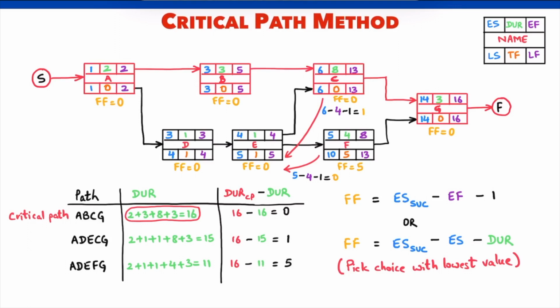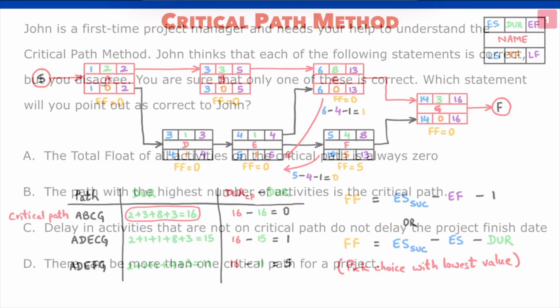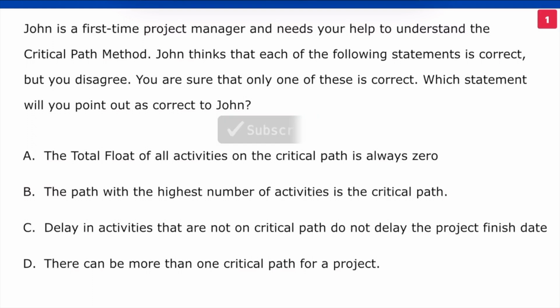Next, we will look at some problems. John is a first-time project manager and needs your help to understand the critical path method. John thinks that each of the following statements is correct, but you disagree. You are sure that only one of these is correct. Which statement will you point out as correct to John?